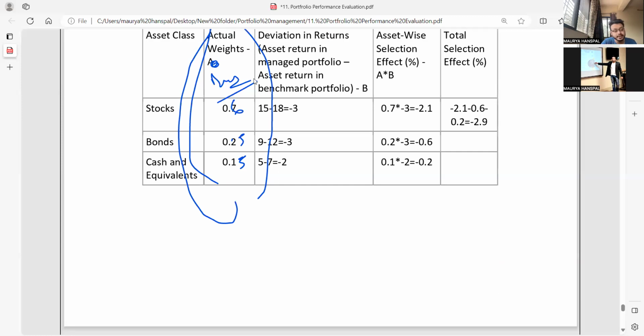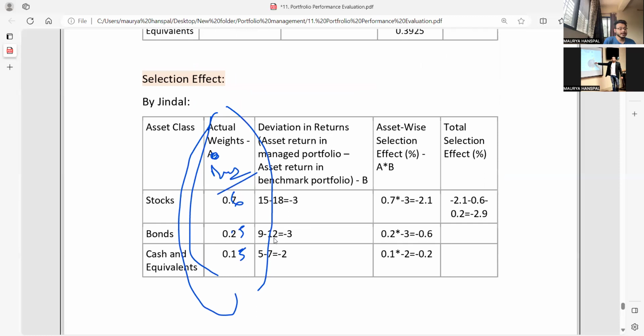Benchmark a policy weight, how much is it? It's also called a policy weight in the real world. It's also called your SAA, that is your strategic asset allocation. This policy weight is nothing but your strategic asset allocation, SAA, right?